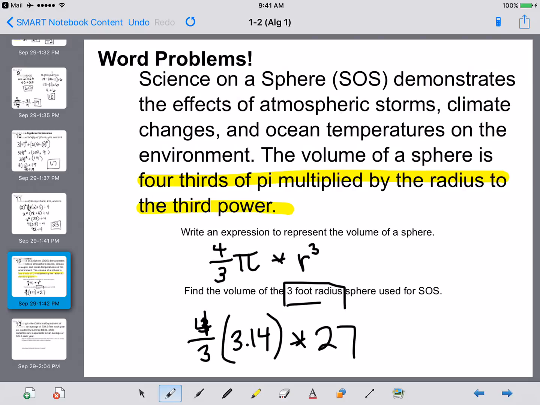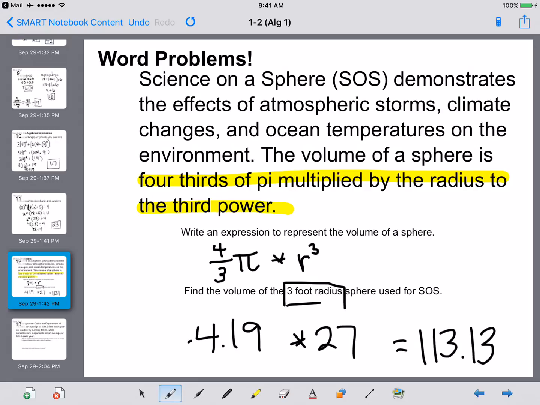So I'm just going to round to the tenth here. So 4.186, I'm going to round that to 4.19. And then taking 4.19 times 27 to get 113.13. And that's in feet cubed because our volume is 3 dimensions. Don't forget that label.